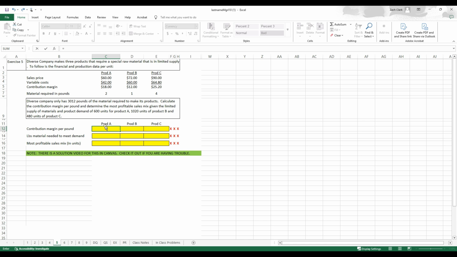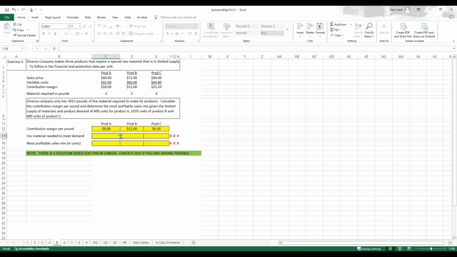Contribution margin per pound, we have the margin, we have the pounds, so we just take contribution margin divided by the pounds. So we get $9 per pound for the first one, $12 divided by 1, and then we've got 25.2 divided by 4. So again, contribution margin is here, pounds are here, and we're just taking one divided by the other.